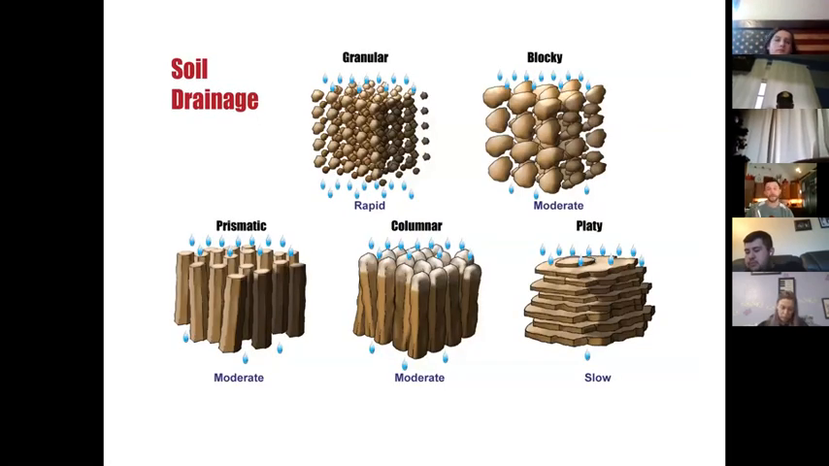All right. Here we go again with the water movement. I guess I already talked about this. This is really out of order. So we get rapid movement through the granular structure, moderate with blocky, moderate with prismatic and columnar, and then very slow with the platy structure.